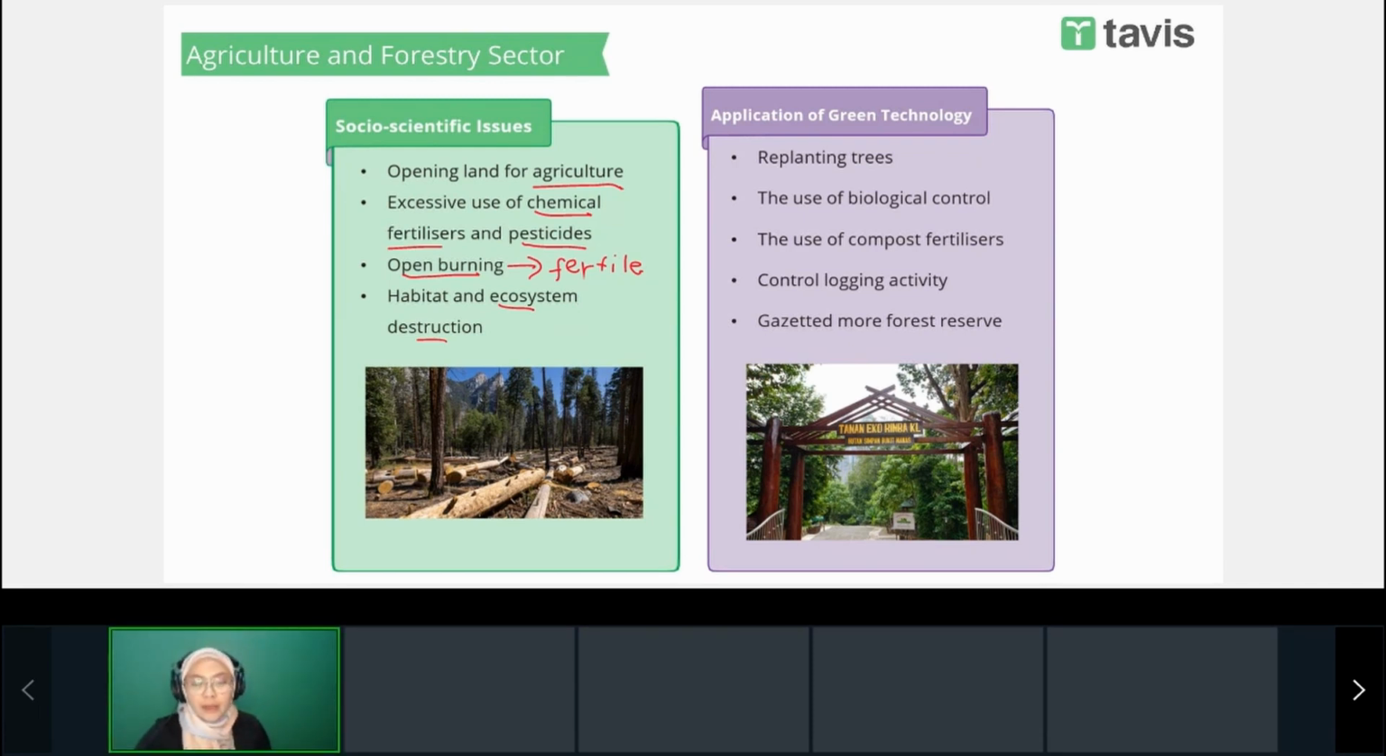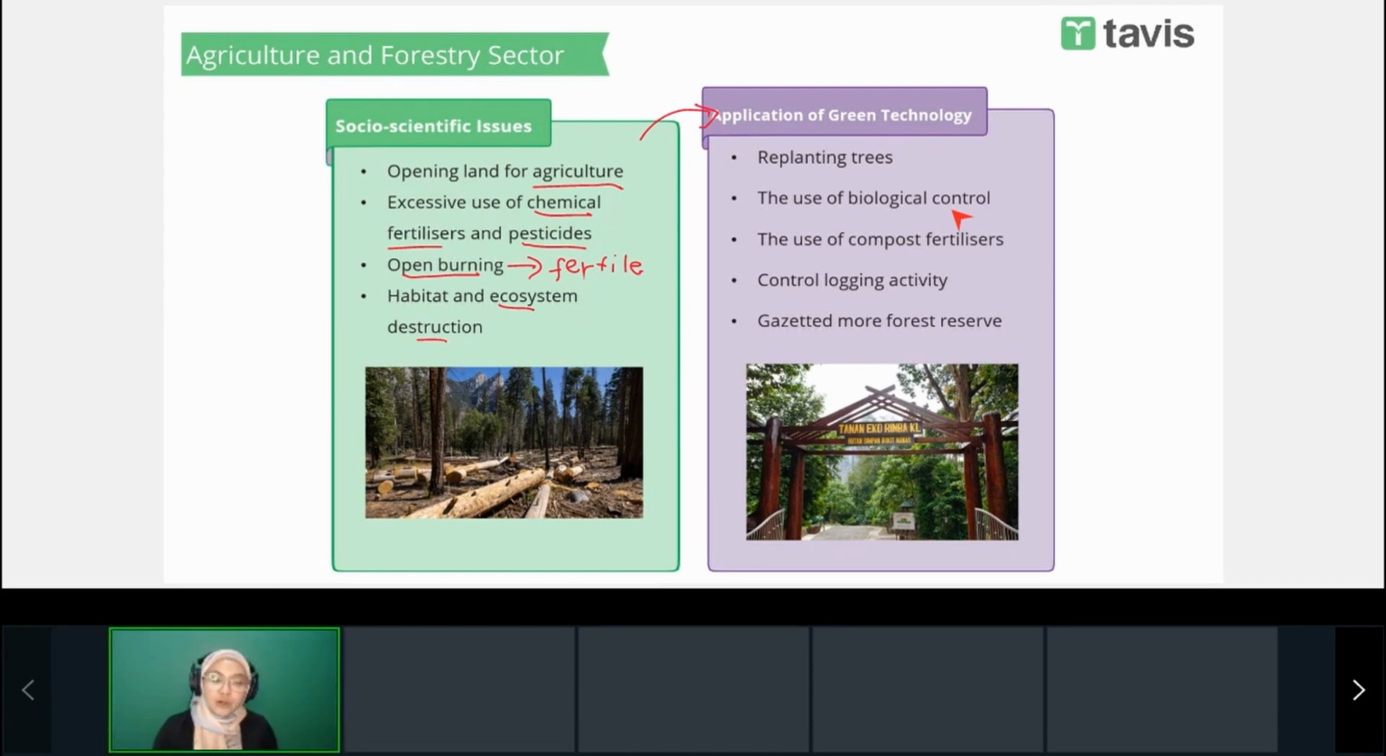How do we overcome this kind of socio-scientific issue? We can replant the trees, and we can use biological control. What is biological control? Does anyone have an idea about biological control? If you have any idea, please drop it in the comment below so that I can read it and we can share together.